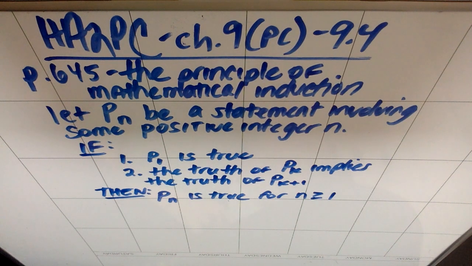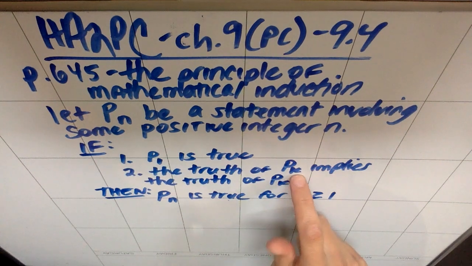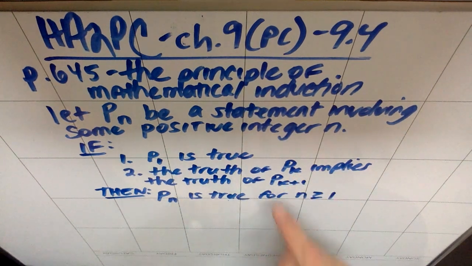So let's walk through the basic principles of mathematical induction, which are on page 645 of your textbook. Once we walk through it, I'm going to show you lots and lots of examples to show you how it works. So here's the basic idea. Let P sub n be some statement involving a positive integer n. P sub n is the thing we're trying to prove. If P sub 1, meaning plugging in n as 1, is true, and if the truth of some P sub k implies that the next term, P sub k plus 1, is also true, then we can conclude that P sub n is true for all n values greater than or equal to 1.